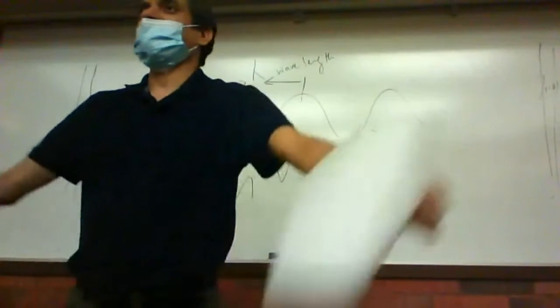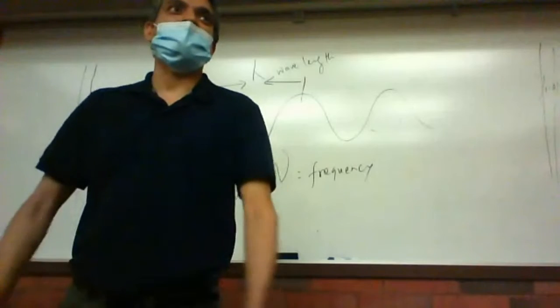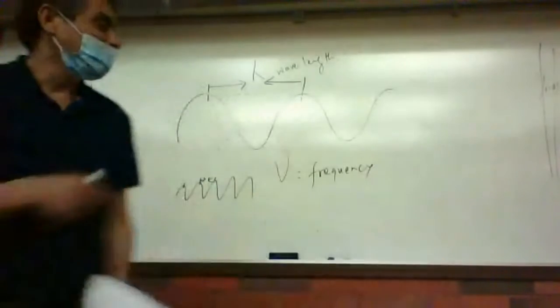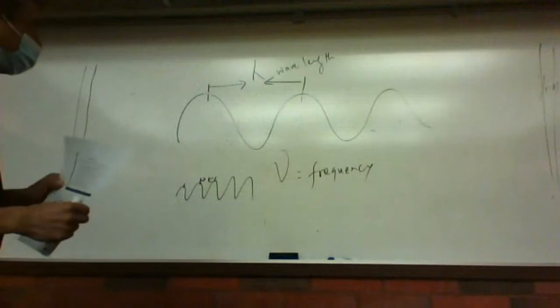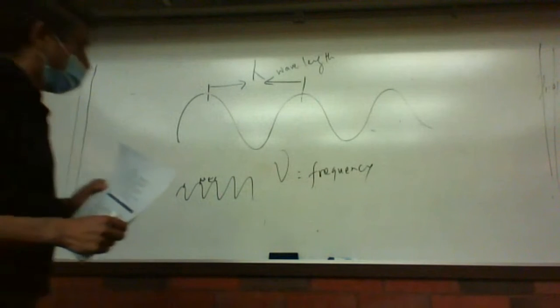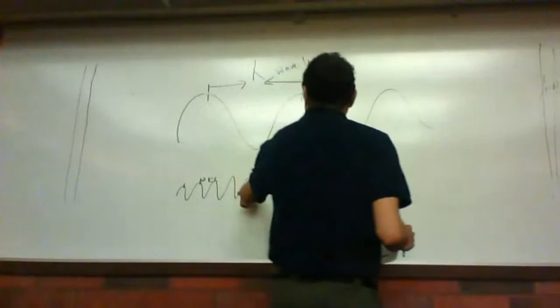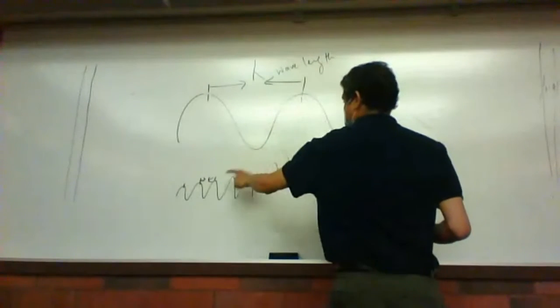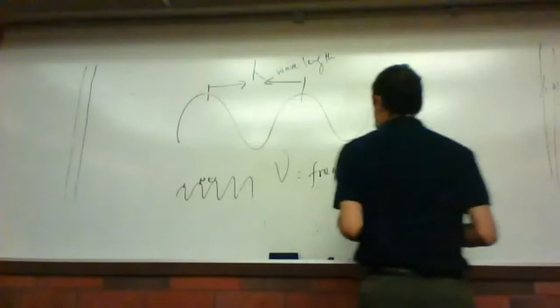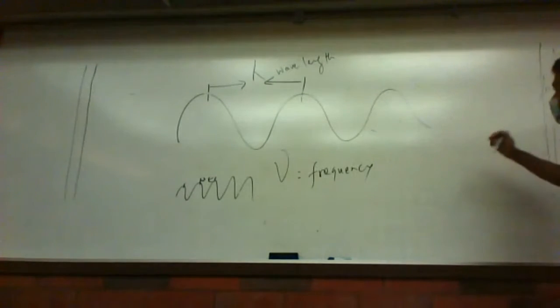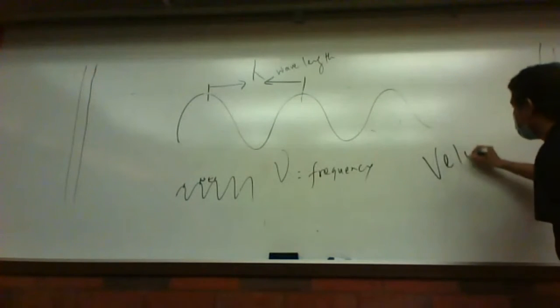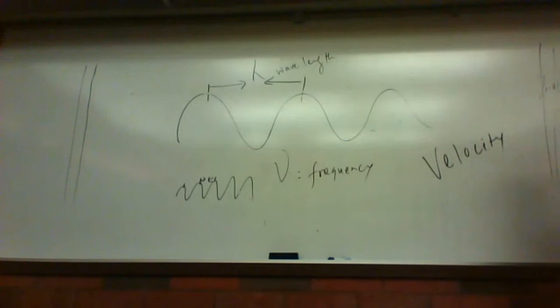So everything is a wave. Everything has a wavelength and frequency. We'll talk about those later. Now, this is the frequency. This is high frequency. This is low frequency. This is low wavelength. This is high wavelength. Now I have one quality, that is the velocity, or speed.